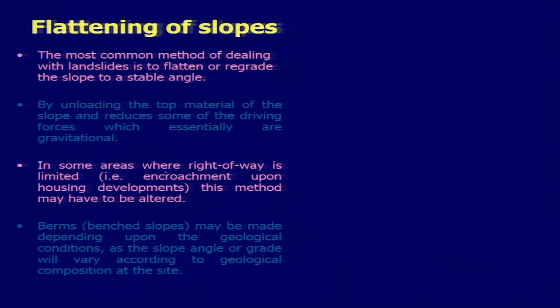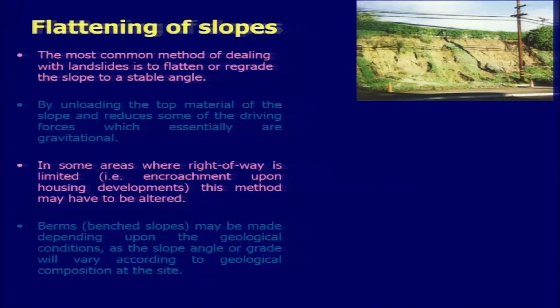So, in some areas where the right of way is limited, where there is encroachment because of development, you can alter this method. This is one of the best examples which has been shown here, and again, as I said, the best way is to understand the site conditions. You need to understand the geological conditions, and based on the location and the area, you may alter the method, or you can have a combination of more than one method, as we were talking about in the previous slide.